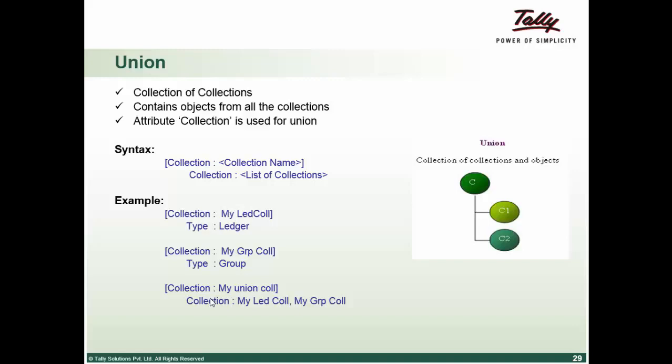It is an eighth standard mathematics that we have learned, intersection and union. So this union capability is similar to that. As you can see, we have collection definition, which has an attribute collection, and it's a comma separated list of collections. So you can have collection 1 of one type, collection 2 of second type, and under this you can write collection 1 comma collection 2, and it becomes a union of collection. Right? So the attribute collection is used at this level.